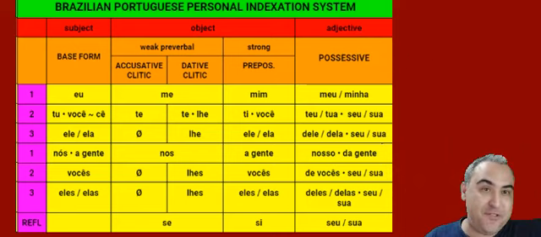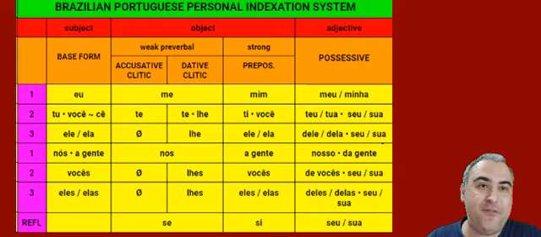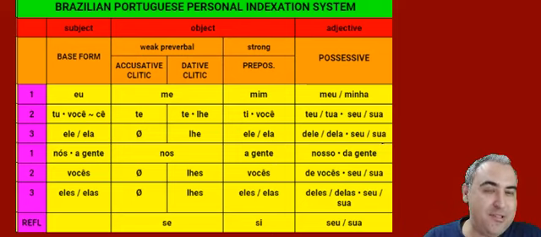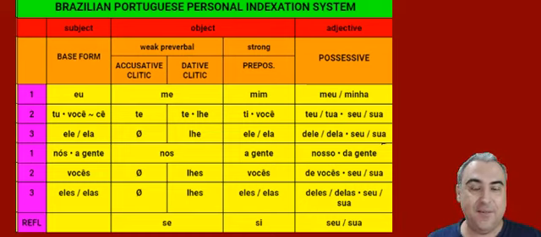So many persons have seu that some people still use vosso in formal situations, of course, but it's still a little used, rarely by Brazilians, although formally only. For the third person plural, deles, delas, also put after the noun. We're going to see all of these pronouns very clearly after this screen. Let's jump to another screen here.